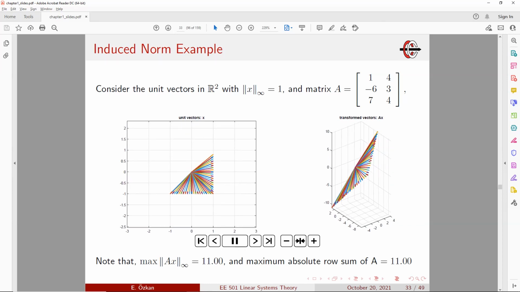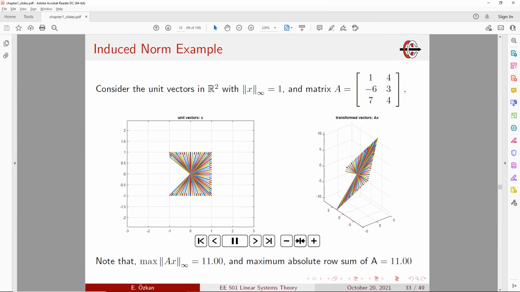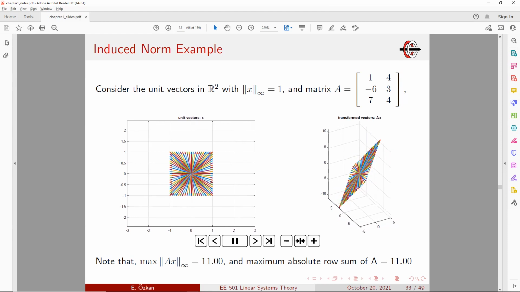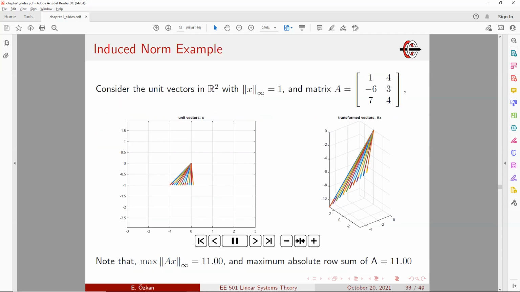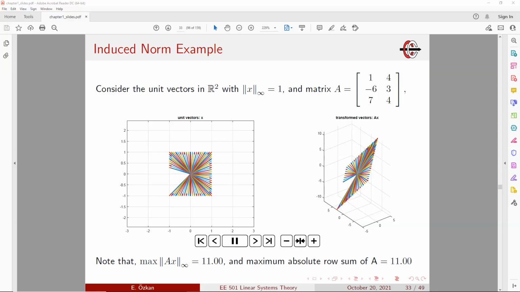So I'm looking at all the Ax's, and I pick the one with the maximum norm. Once again, it is not a coincidence that the infinity norm of Ax is 11 and the maximum absolute row sum of A is also equal to 11. So maybe I can stop the share and go back to our first norm definition.